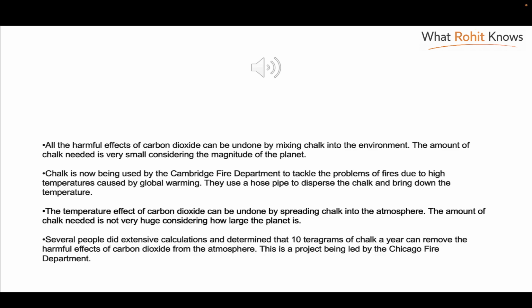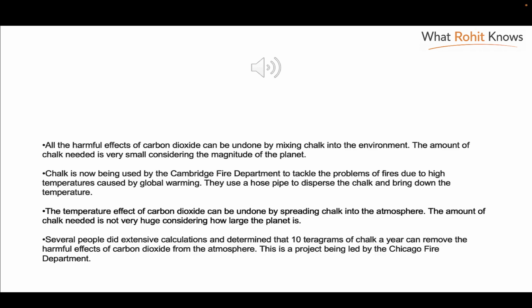Let's start. I assure you people have done much more careful calculations, and it comes out with the same answer, which is that you have to put chalk up at a rate of about 10 teragrams a year to undo the effects of the CO2 that we've already done, just in terms of temperature, not all the effects, but the temperature. So, what does that look like?